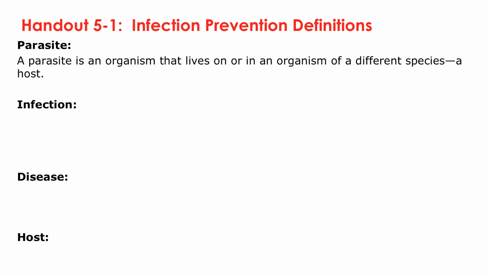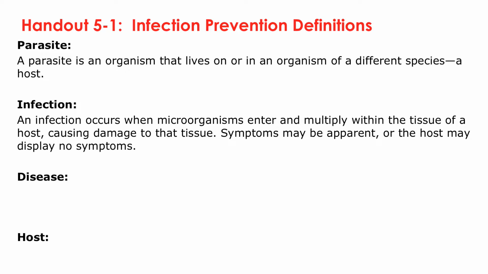Now, the infection actually occurs when those microorganisms find a mode of entry. So when they enter a susceptible host, they multiply within that tissue, causing damage to that tissue. Some of the symptoms that may happen if somebody gets an infection are a reddened area and a swollen area. You may also have purulent discharges if there's an infection.